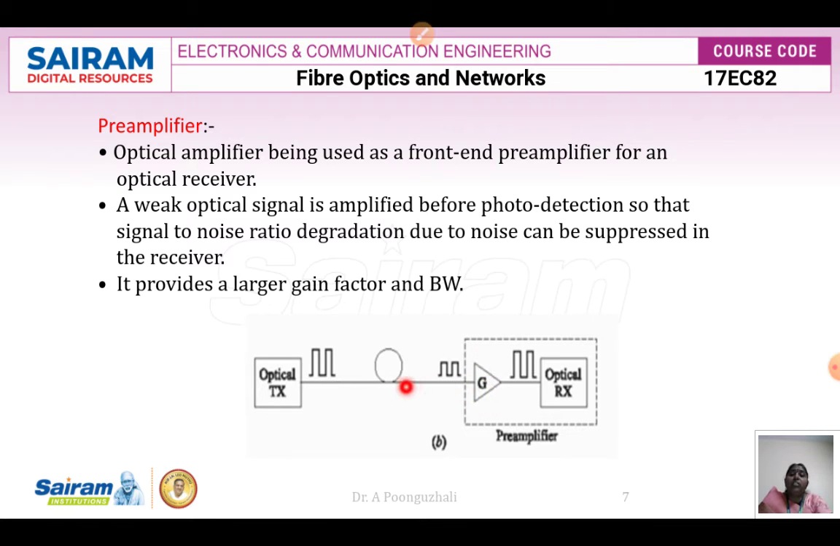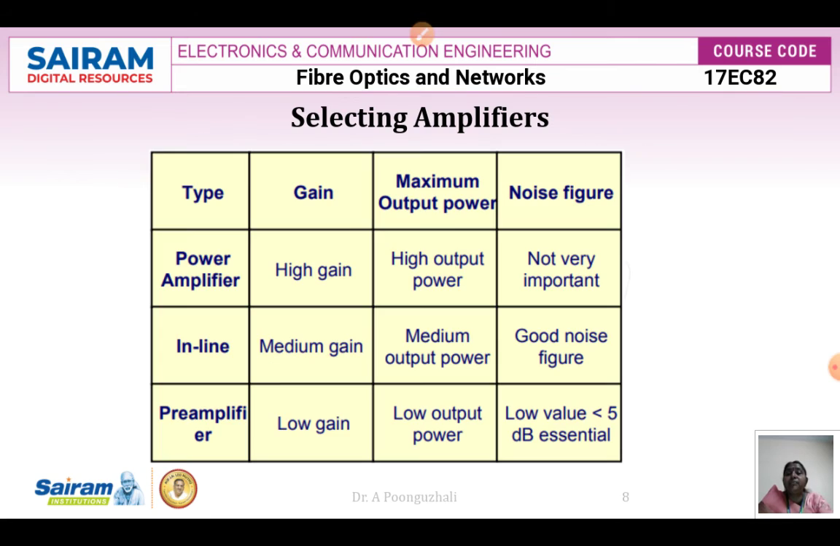Whatever weak optical signal is received, before the photodetection process sets in, we have to amplify the signal so that signal-to-noise degradation is avoided. That means the noise can be suppressed at the receiver side, and it provides a larger gain factor and bandwidth when I use a preamplifier.